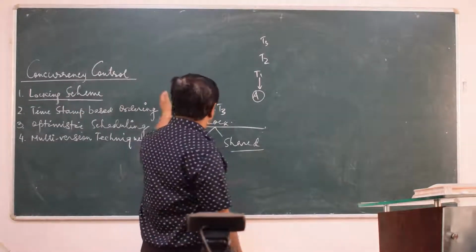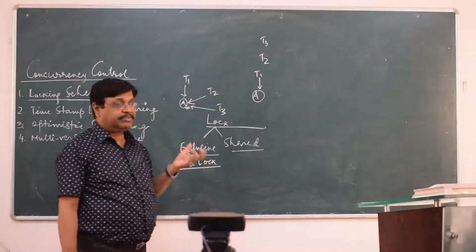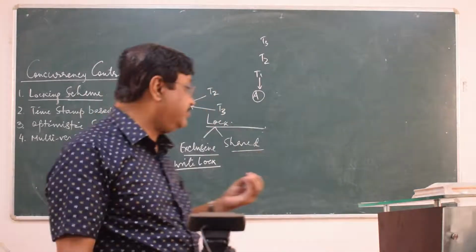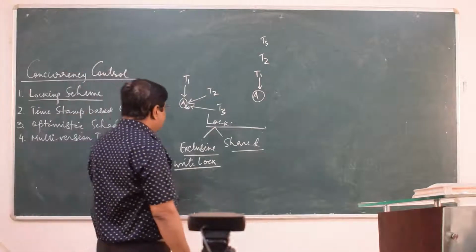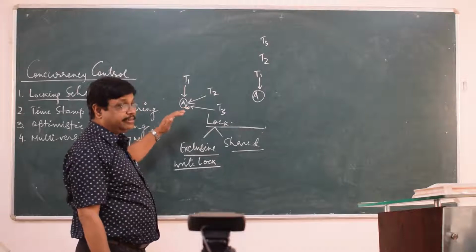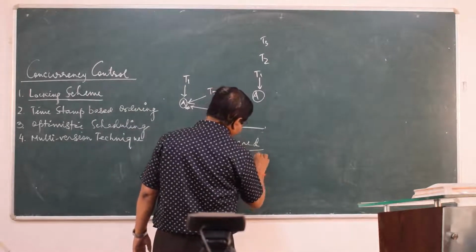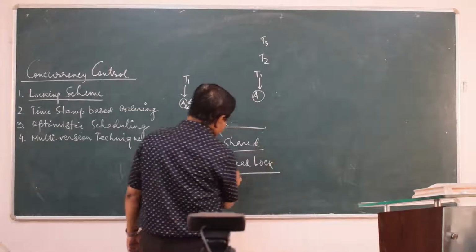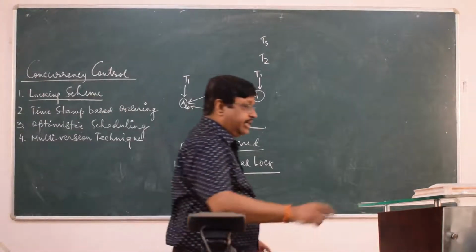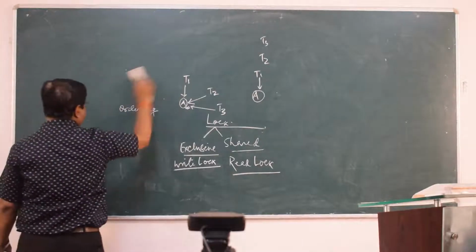In shared mode, every transaction that intends to lock a particular data item would get the lock on the data item, but all the transactions can only read it. None of the transactions can write data item A. Writing is not allowed. That's why shared mode is also known as read lock. So this all happens in locking scheme. Now we shall try to know granularity of locking.